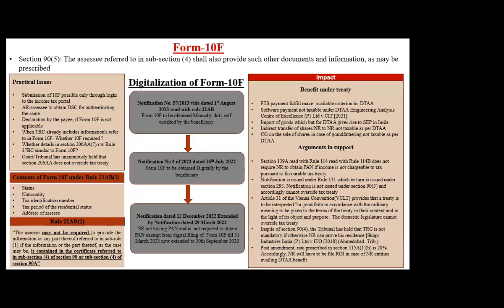So now coming to 10F again. Rule 21A subsection 1 says that you need to have all those 5 pieces of information, and rule 21AB subsection 2 says that if all the information is already there in the TRC, then you need not have 10F. That is when we are talking of the example of a US TRC. So if all the information is already there in the TRC, more or less, then you need not file a 10F as per the plain reading of the section. Of course, there might be views here and there, but that is what they say.